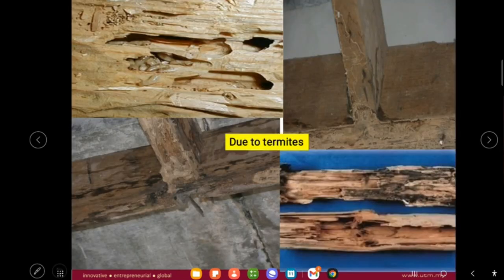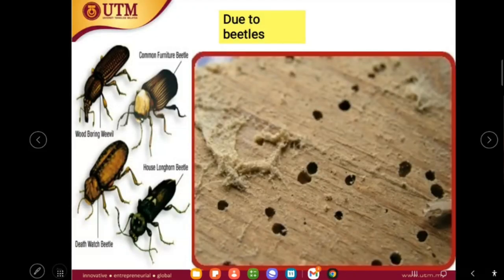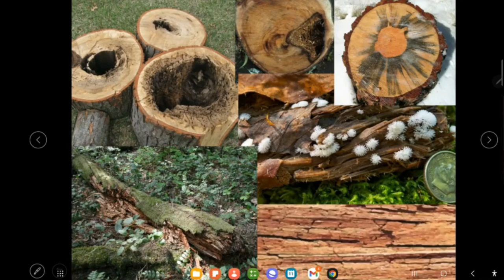If you look here, the termites try to build their home in your timber. This is quite disgusting. And due to the beetle you will see holes like this, because the beetles eat your timber. And if the defect is due to fungi, normally it will be from the roots, from its hardwood. Normally the wood cannot be used.